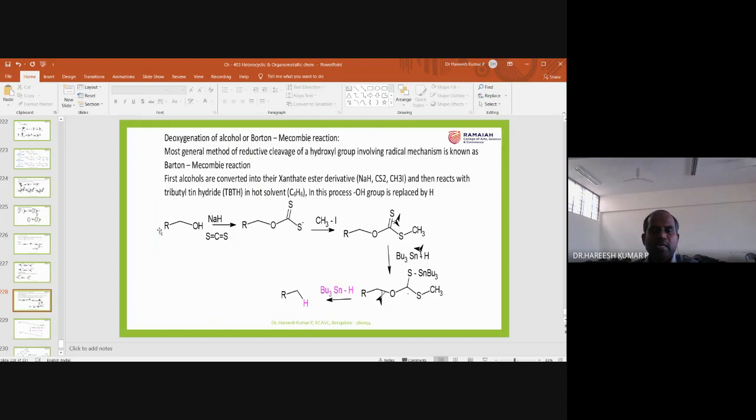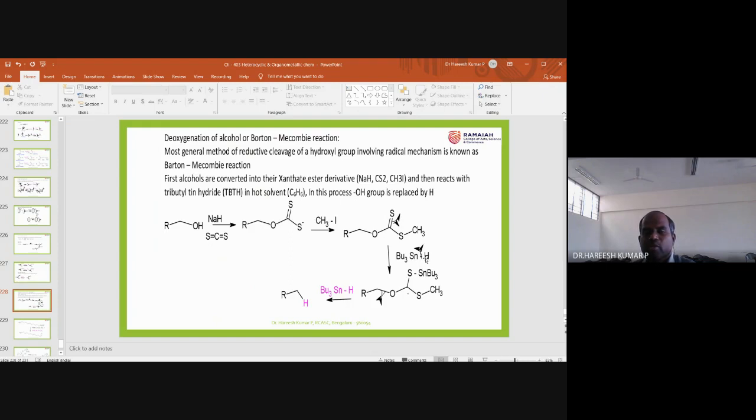It's nothing but a reaction of alcohol with sodium hydride. So sodium hydride will form an anion here, so O minus is obtained. That O minus reacts with the electron deficient carbonyl carbon. So it will form a compound like this, O, C double bond S, S minus. This S minus, when it reacts with an electrophile like methyl iodide, there will be a thioester formation like this. Once there is a thioester formation, this moiety is treated with tributyl tin hydride.